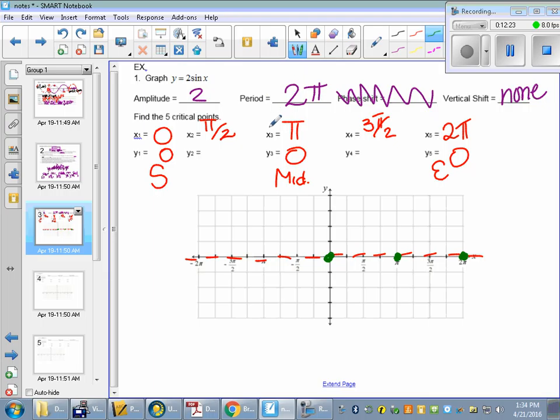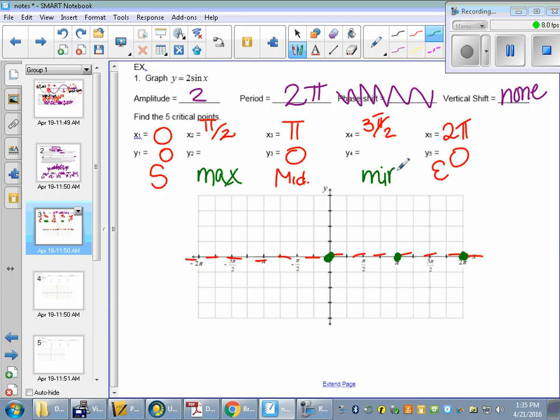All right, so now I need to decide, is my graph going up first to my maximum, or is it going down first to my minimum? And that all depends on whether my leading coefficient is positive or negative. Positive is going to go up first, negative is going to go down first. And I see a positive leading coefficient, so I'm going up first to the maximum. So that leaves this to be my minimum.